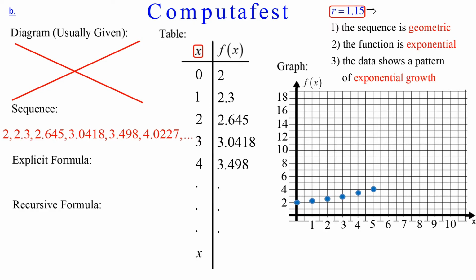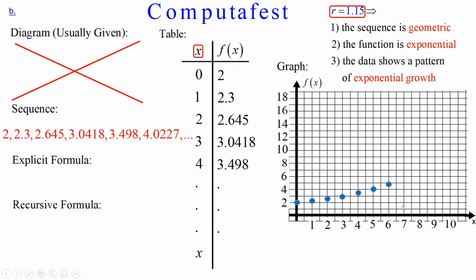All right, there it is. So I'm going to take 4.0227 times my common ratio of 1.15. And that's going to be, and I'm rounding to 4 decimal places, 4.6261. So f of 6 is 4.6261. There's 5, so it'd be right in there.